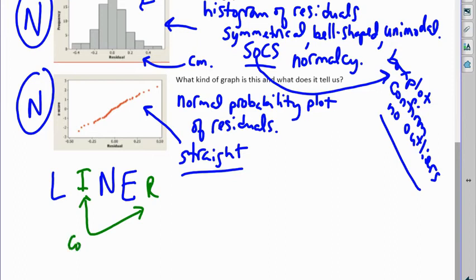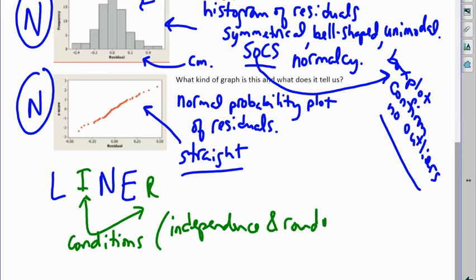And so make sure you run through those conditions to get that independence and randomness, which by now I think is probably second nature.